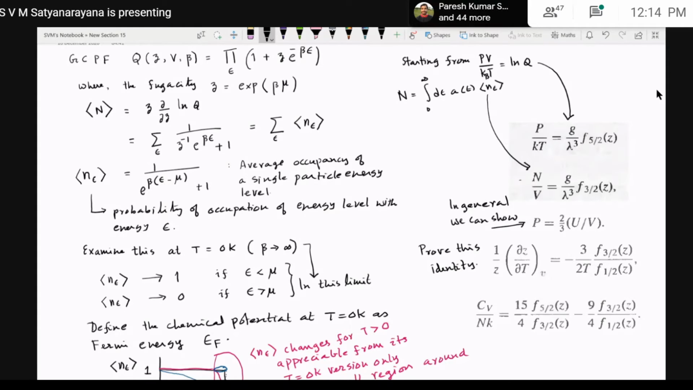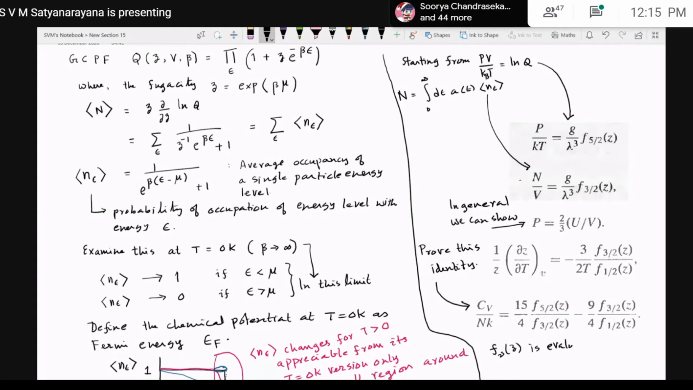Once you prove this identity, by taking the derivative of this one, the specific heat can be related to these Fermi functions in this fashion. So essentially, this entire exercise, I request you to do it. But what this exercise tells us is that if we are able to evaluate f_nu of z, either exactly or approximately or computationally, then properties are related to them. So the important aspect is that we have to learn to evaluate these functions.